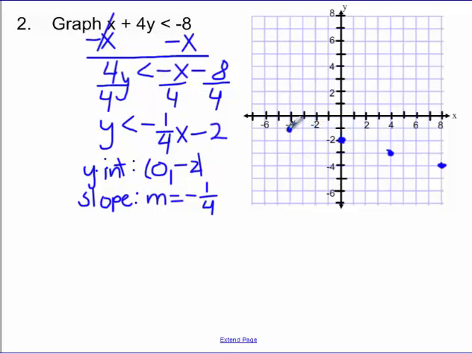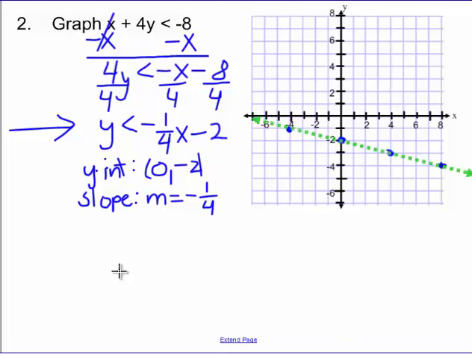Determine whether we have a solid or a dotted line. So you go back to the inequality. Now when we go back to the inequality, you want to go to the inequality where the y is isolated. That's the inequality you want to look at. So y is less than negative 1/4 x minus 2. There is no equals under the inequality, so we're going to use a dotted line.